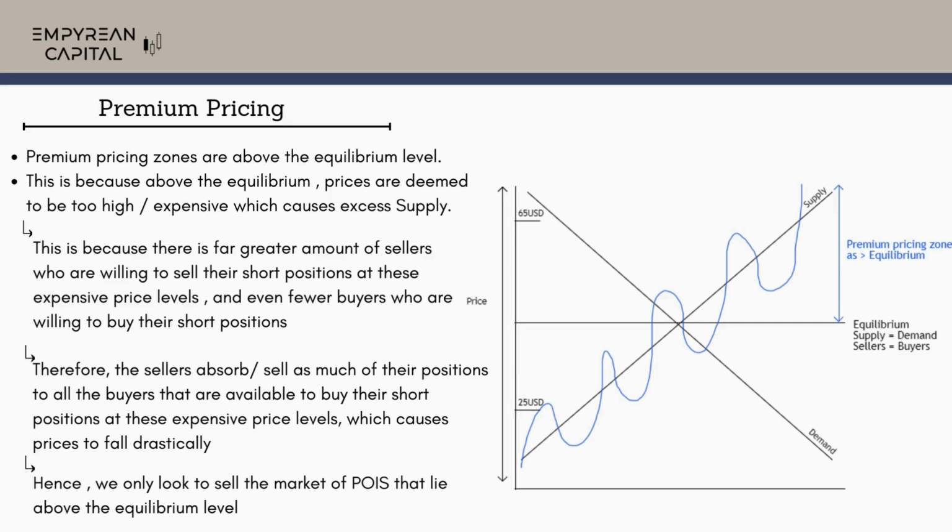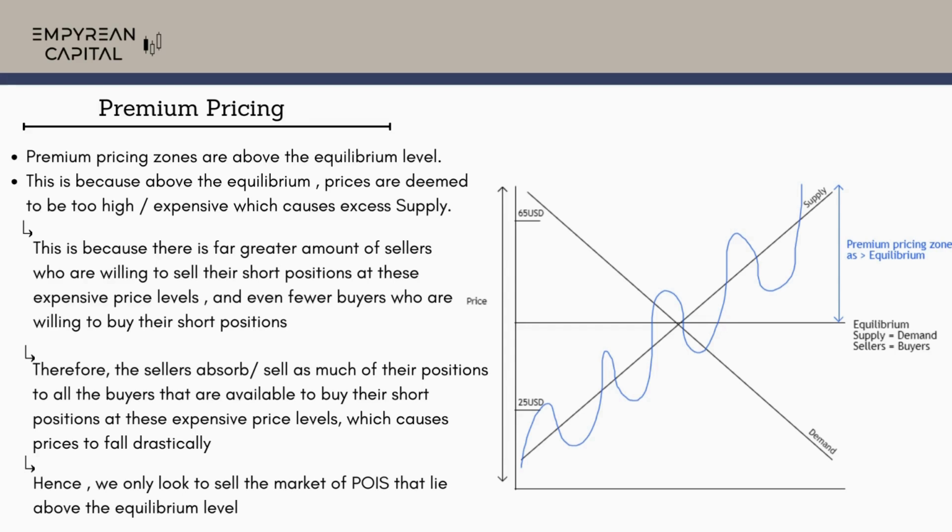This causes prices to fall drastically due to excess supply. And as I said, excess supply is where we have more selling than there is buying. The only way for the market to clear the excess supply is through falling. Hence, we only look to sell the market at points of interest that lie above the equilibrium level, or supply zones or order blocks that are in premium pricing, which become the highest probability order blocks.